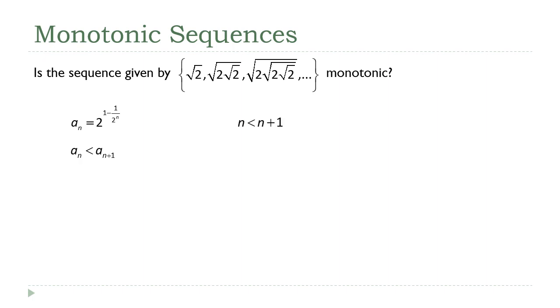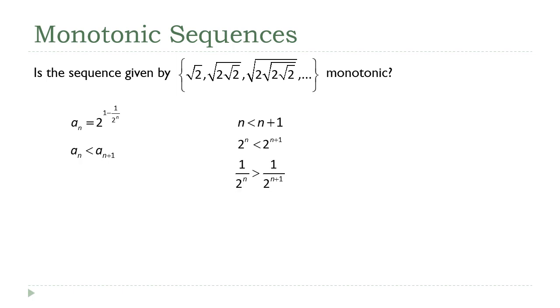I'm going to start with n is less than n plus 1. And clearly that's true, right? n is a positive integer, so that's always going to be the case. Well, if this is true, then if I raise 2 to both of those powers, the inequality is still true. Then if I flip both of those over, if I make it 1 over 2 to the n and 1 over 2 to the n plus 1, the inequality changes direction.